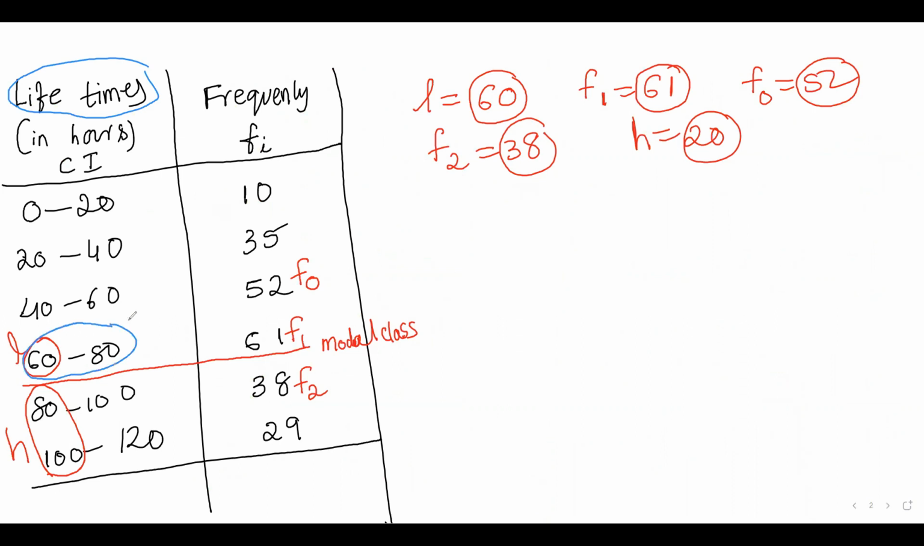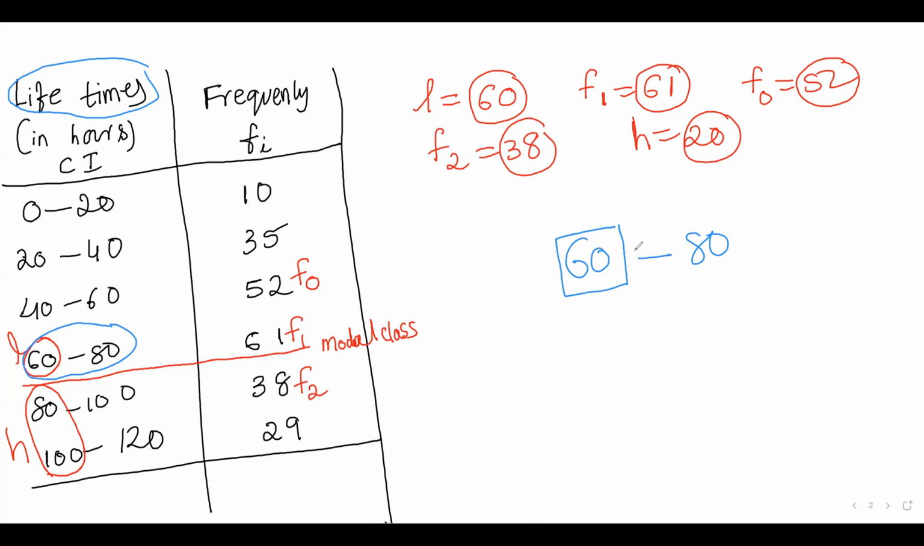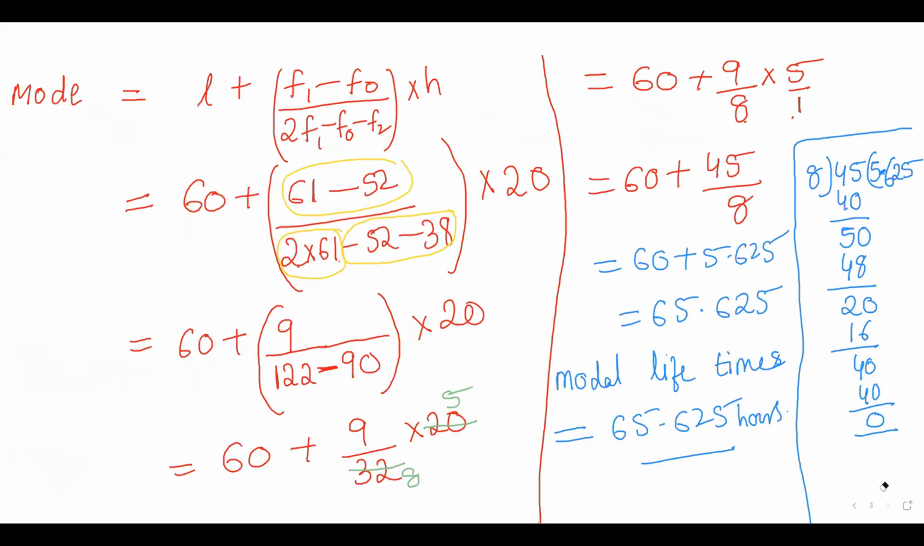Your answer will be in between the modal class, between 60 and 80, and most of the times it will be near to the lower limit. Let's see whether it is near to the lower limit. Yes, 65 is near to the lower limit. So this is the confirmation of your answer.